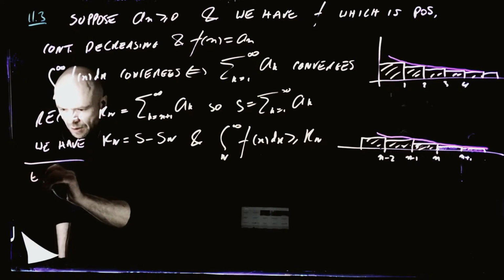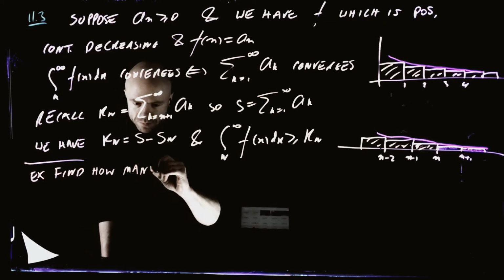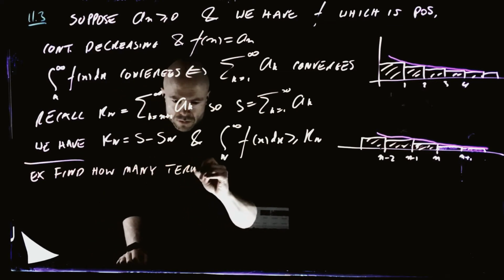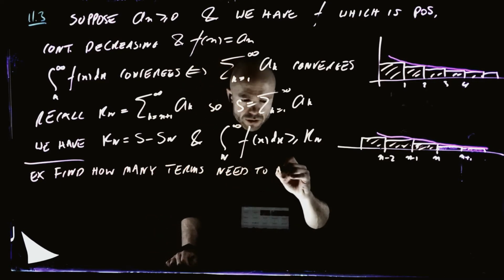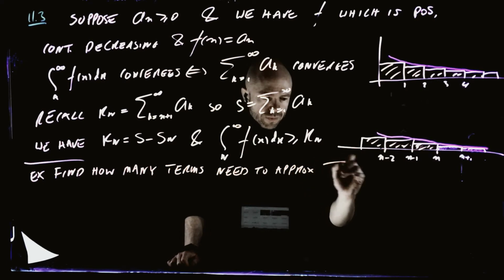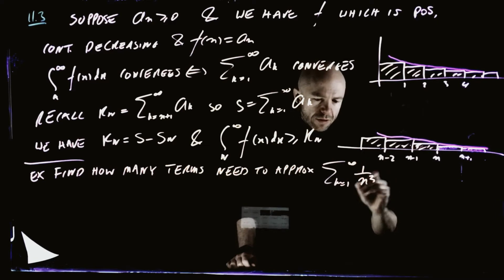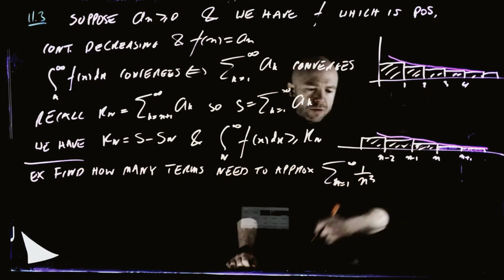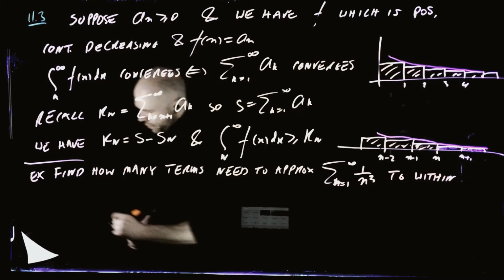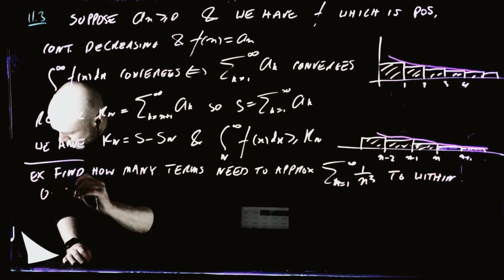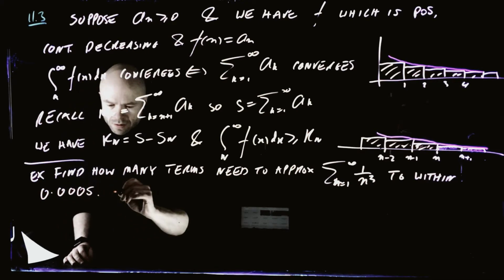So, example: find how many terms are needed to approximate the sum from n equals 1 to infinity of 1 over n cubed to within 0.0005.